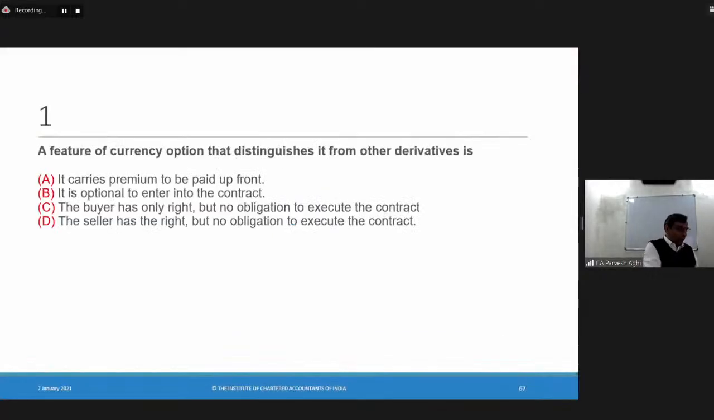Okay. The first question coming to you is: a feature of the currency option that distinguishes it from other derivatives is A, B, C, D. Tell me which is the right choice. I'll wait for your answers. A: it carries a premium to be paid upfront. B: it is optional to enter into a contract. C: the buyer has only a right but no obligation to execute the contract. D: the seller has a right but no obligation to execute the contract. Okay, so tell me what is the right option?